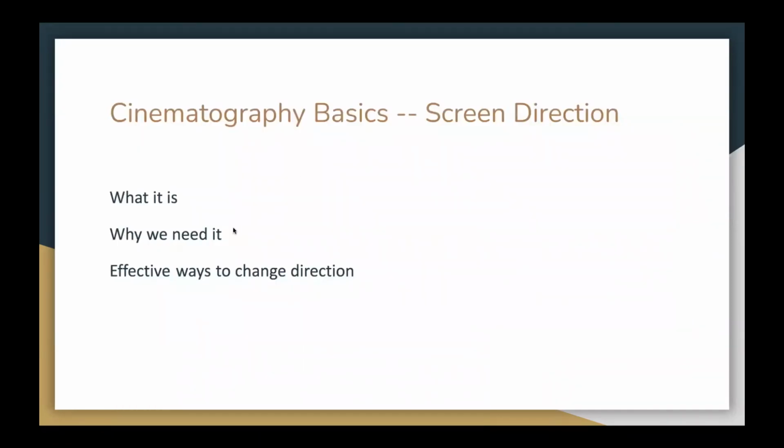If your character's going from screen left to screen right, and then all of a sudden you cut and they're going screen right to screen left, your audience is going to be confused. So you've got to show the character either stopping and then going the other direction, or you have to show the camera following them to the other direction. So those are effective ways you can break it.